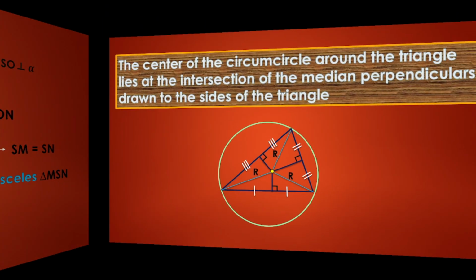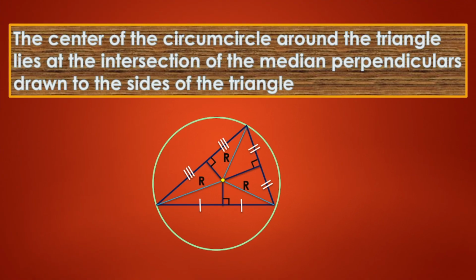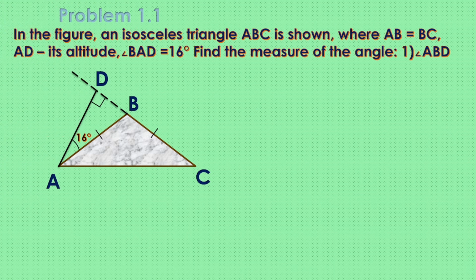The center of the circumcircle around a triangle lies at the intersection of the median perpendiculars drawn to the sides of the triangle. It's very important to remember. Now, let's move to the problems.